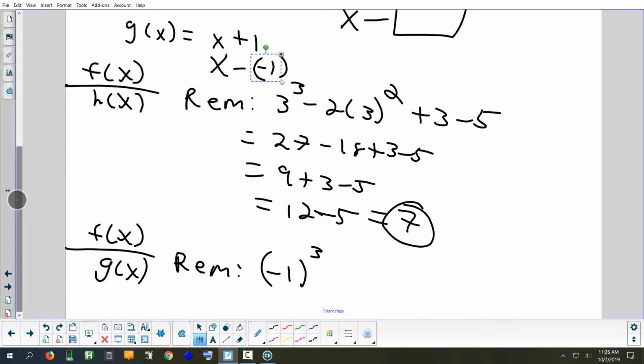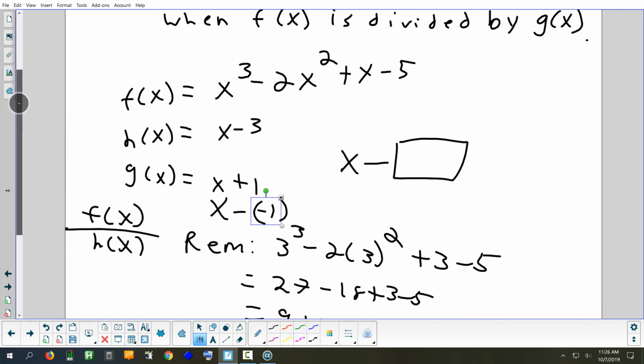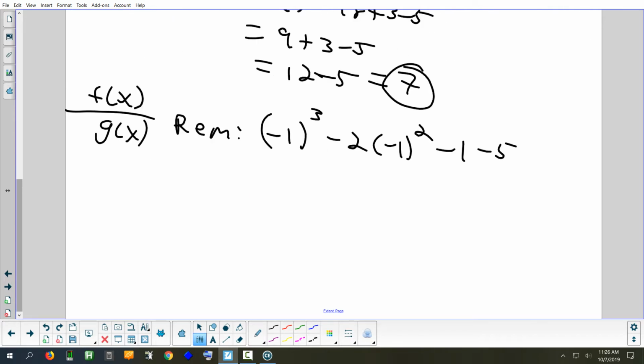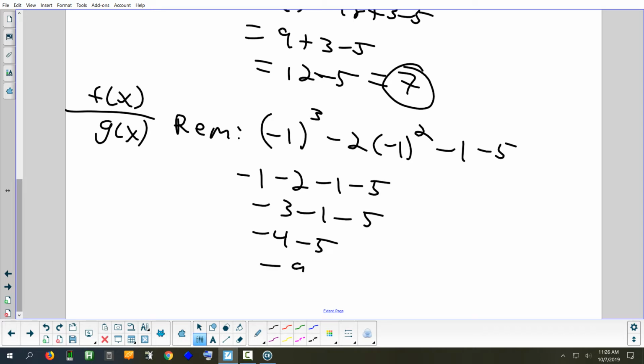So -1 cubed, 2 times -1 squared, -1 minus 5. Okay, -1 cubed gives me how much? -1 squared times -2. -1 minus 2, -3. -3 minus 1, -4. You get a remainder of -9. Again, double check that I didn't make a mistake, but that's the idea. Any question on that?